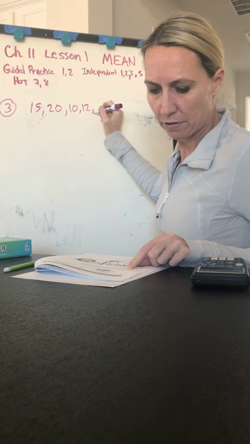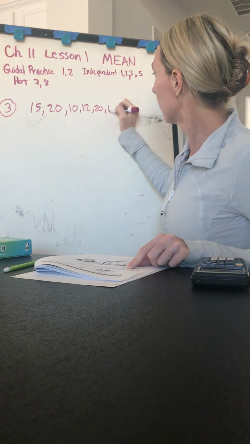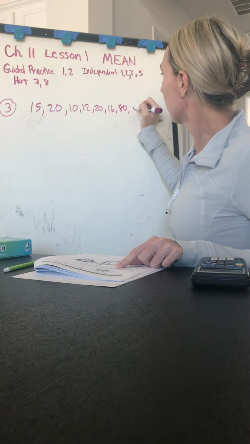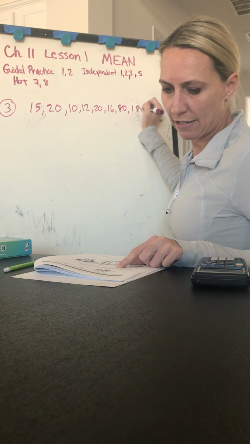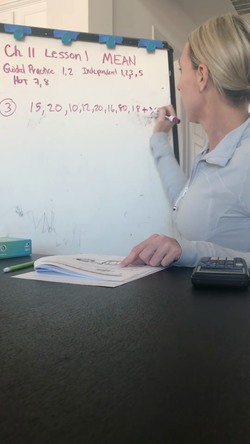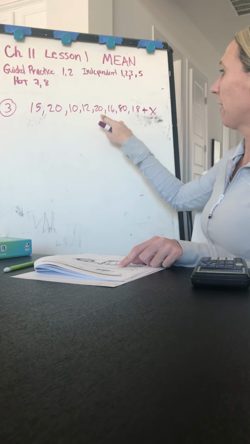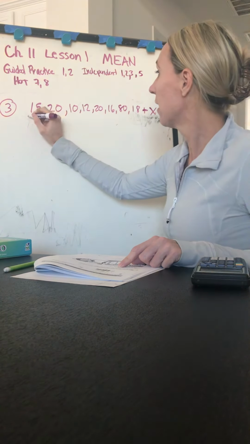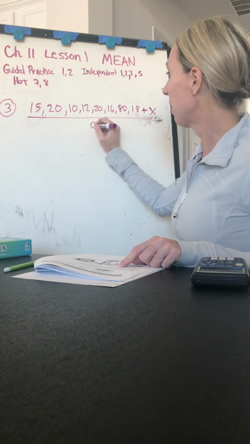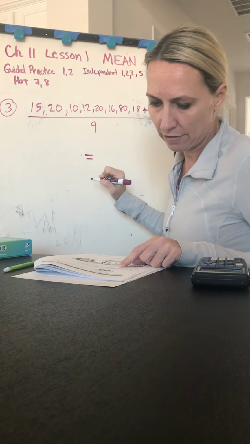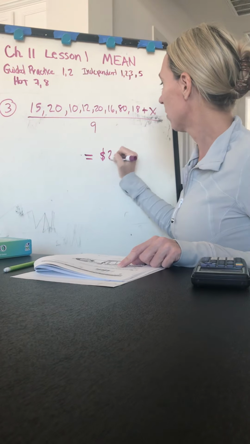12, 20, 16, 80, 18. And then how much did she earn the 9th time? So 1, 2, 3, 4, 5, 6, 7, 8. We don't know the 9th time, so I'm going to call that X. And we're going to have to divide this by 9. And what that equals is $24.